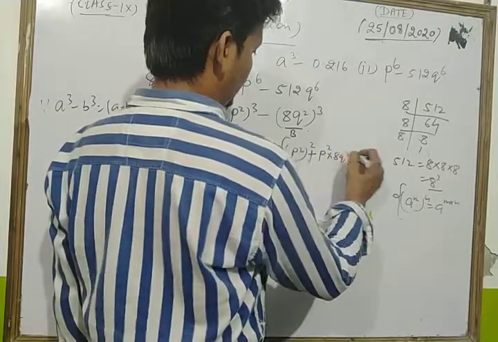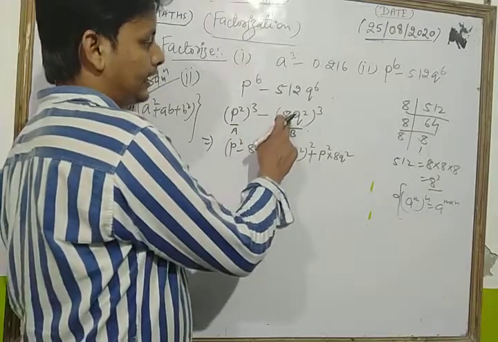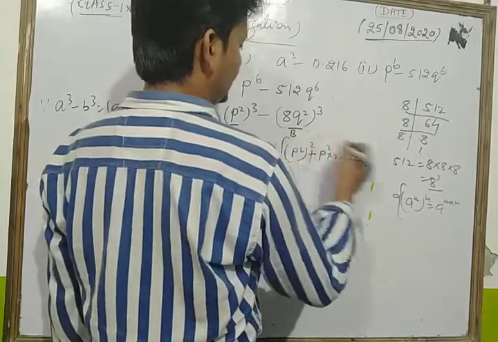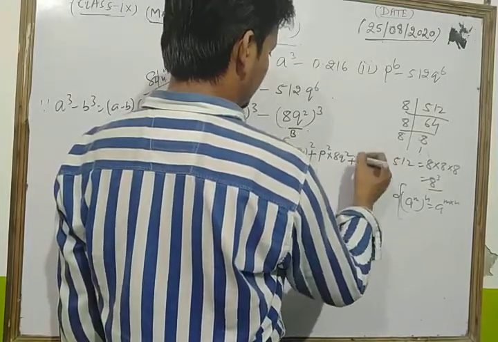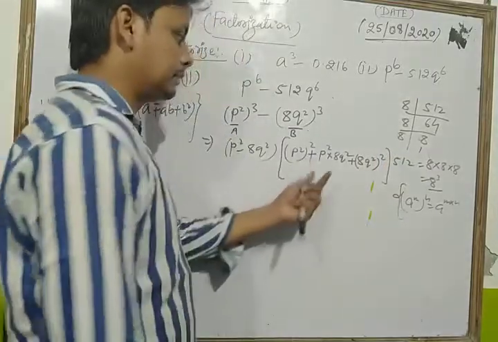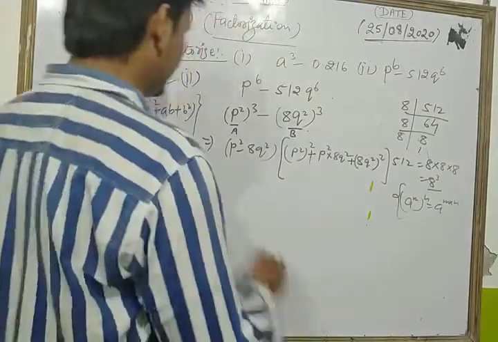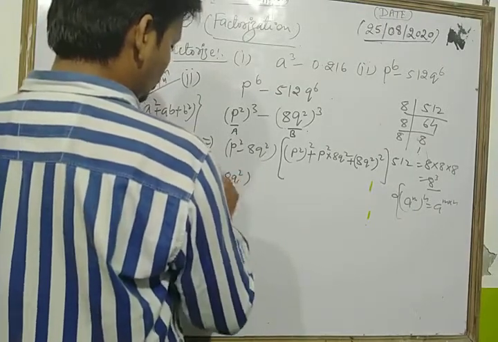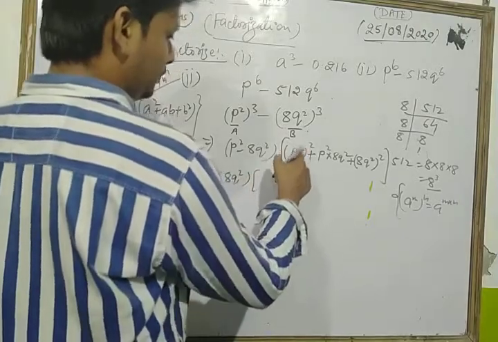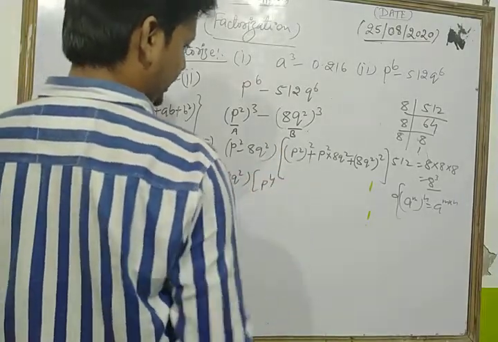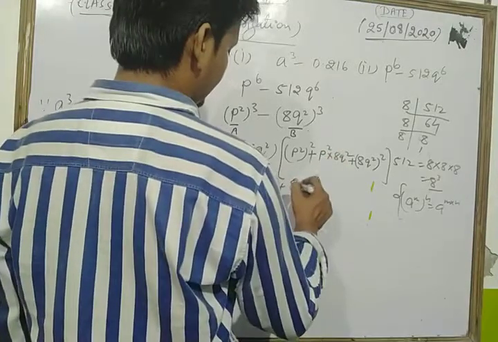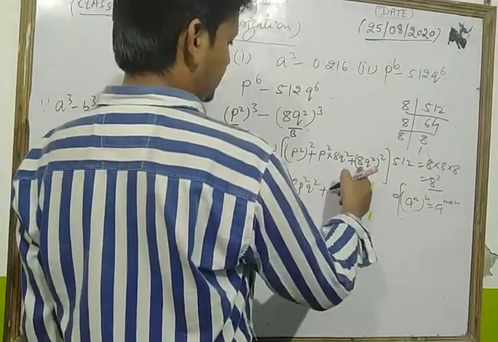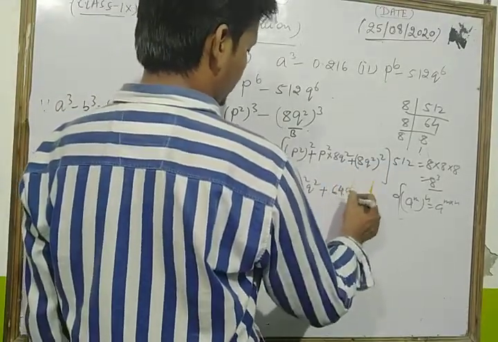that is p square into 8q square, because a is p square and b is 8q square, plus b square, b is 8q whole square. Now we simplify the given expression. We get p square minus 8q square in one bracket, and in another bracket, the value of p square whole square is p to the power 4, plus 8 p square q square, plus 8 8s are 64 q to the power 4.